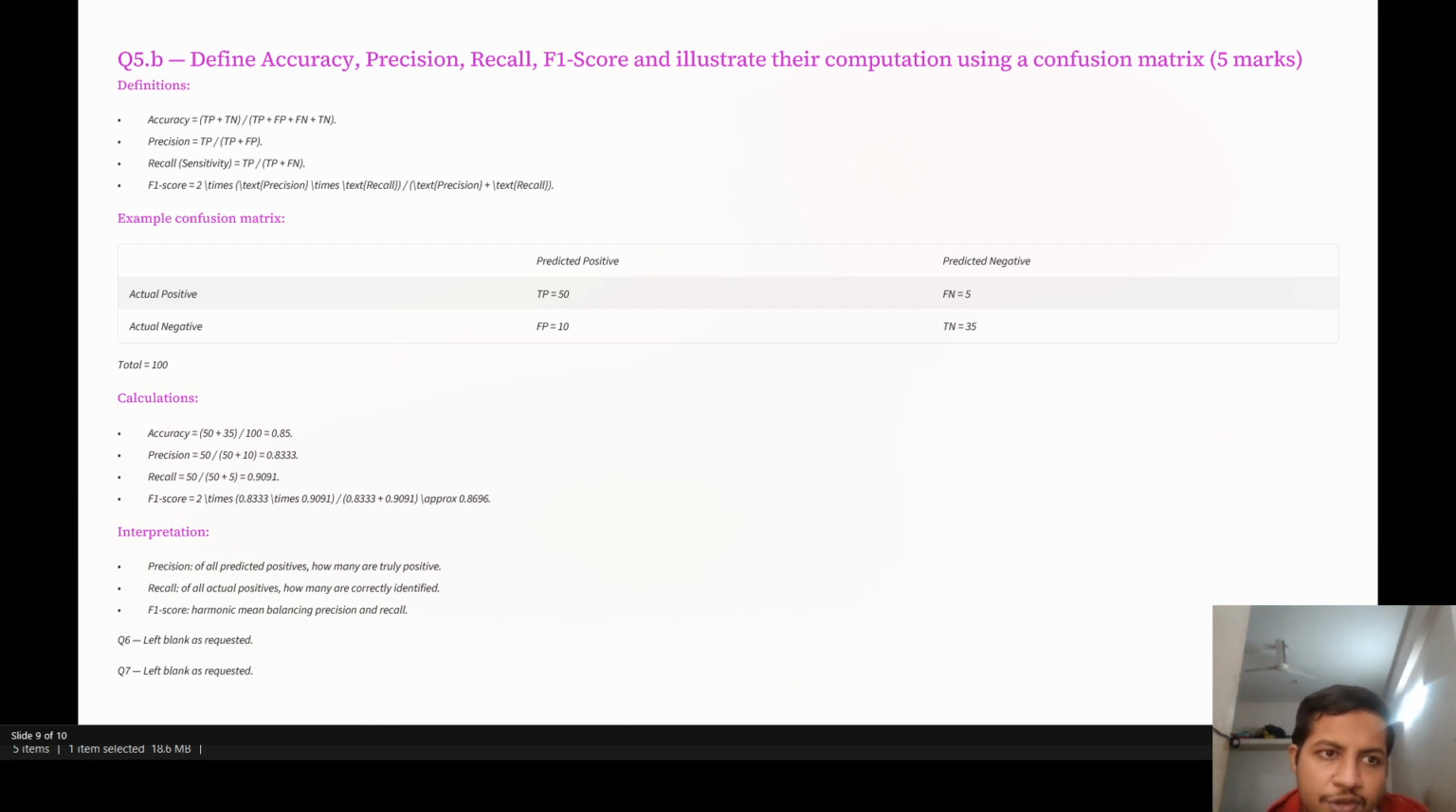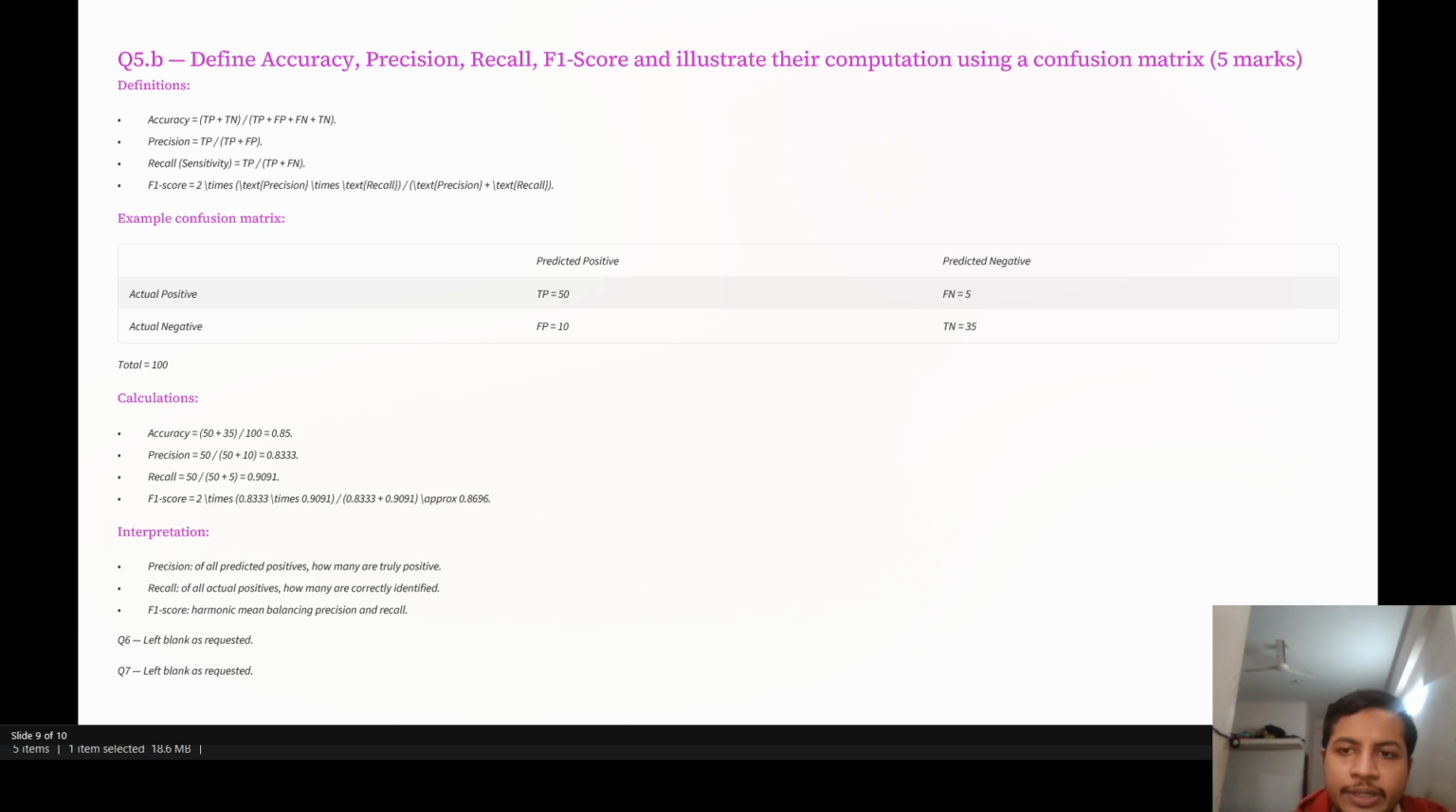Now the formula for precision will be true positive divided by true positive plus false positive. Recall, also called sensitivity, will be true positive divided by true positive plus false negative. And F1 is two times precision divided by precision plus recall.